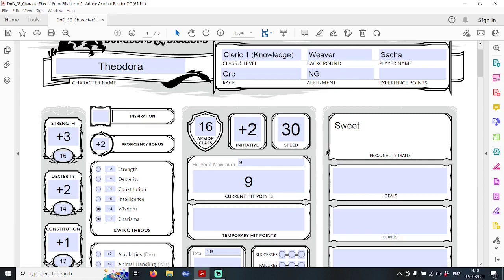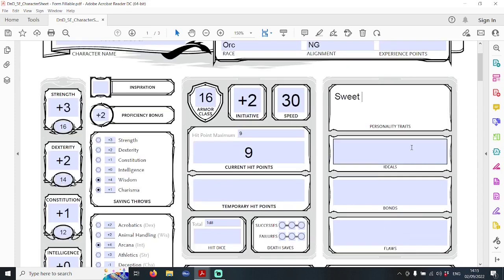Backstory is also really important. What do you want? What guiding principles do you follow? And what motivates you? Have a think about these questions. So these are ideals, bonds, and flaws. Ideals: why are you adventuring? What do you believe in?